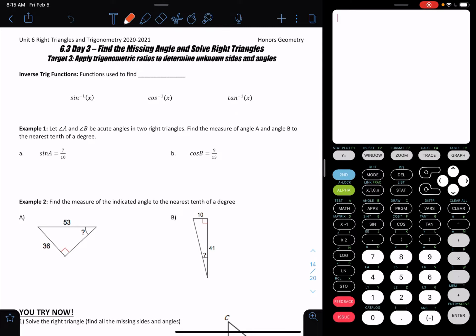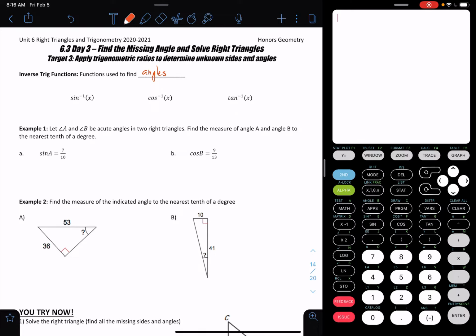Then we're going to use what's called inverse trig. These are functions that are used to find angles. So this is sine inverse, cosine inverse, and tangent inverse. You see they have the little exponent of -1. And if you go over to your calculator, you'll see the blue part, on mine at least, above sine, cosine, and tangent. Those are your inverse trig functions.